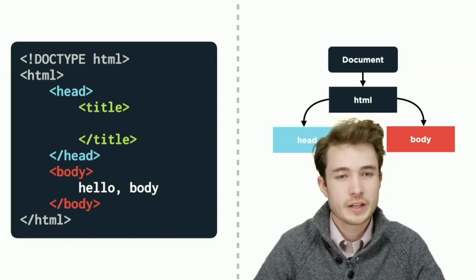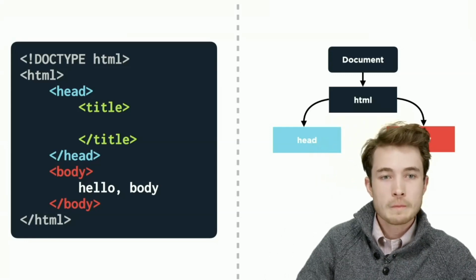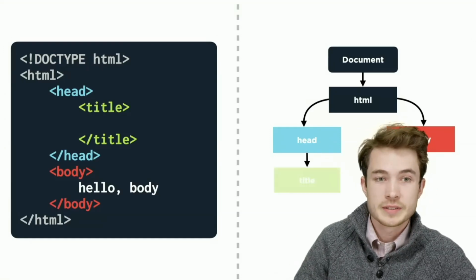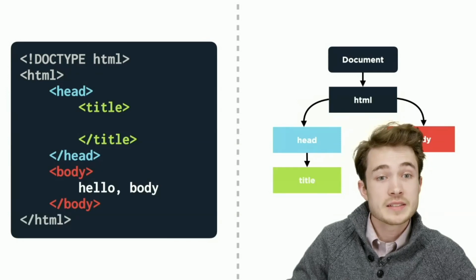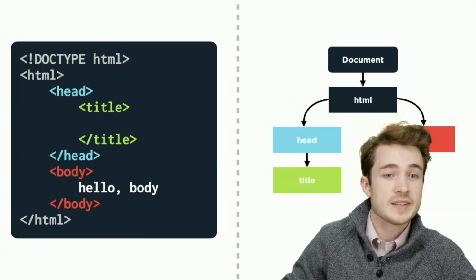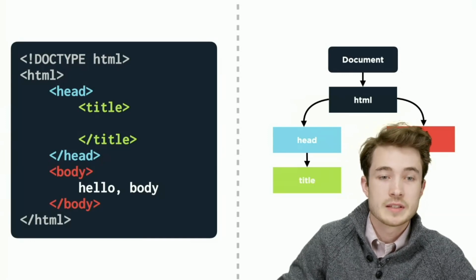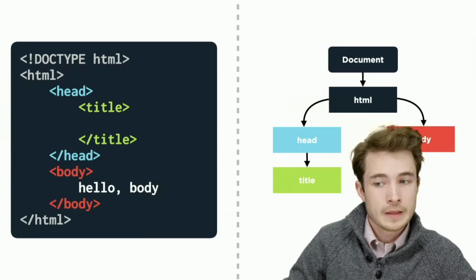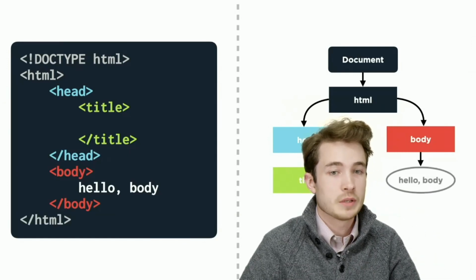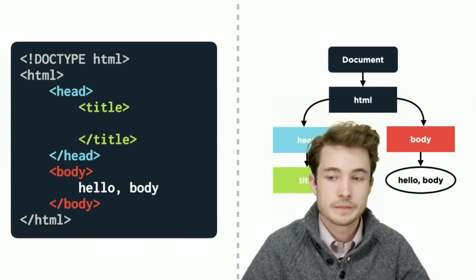So what we'll see is if I go back to this visual, underneath head, we'll now have this child called the title element, right? Because again, it's inside of the head element, because notice how the title tags are all encased inside of the head tags. That means title is a child of head. And now underneath body, well, we'll see that the hello body text shows up inside of our tree, right?